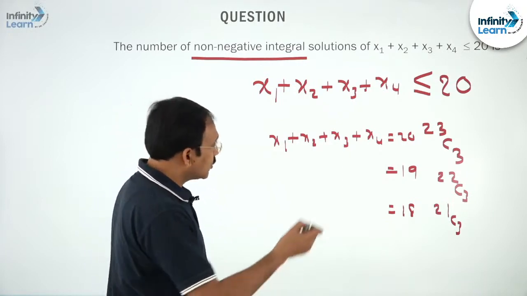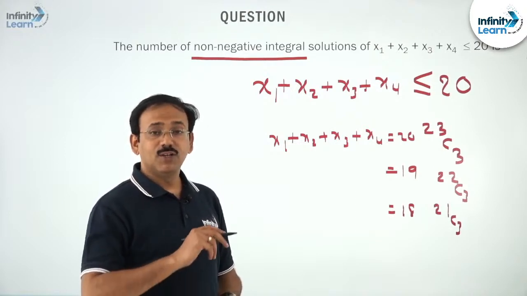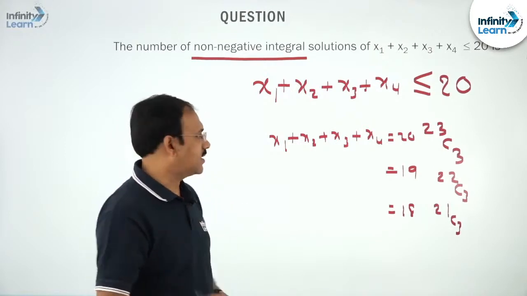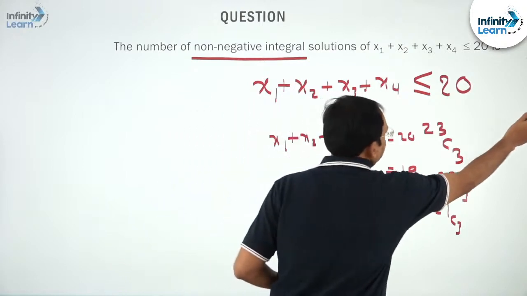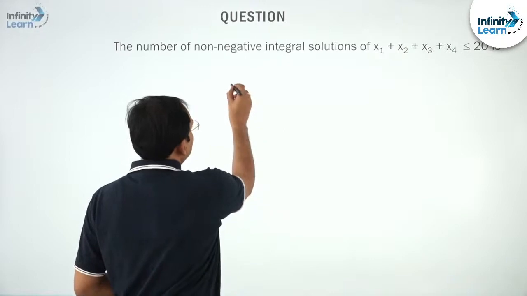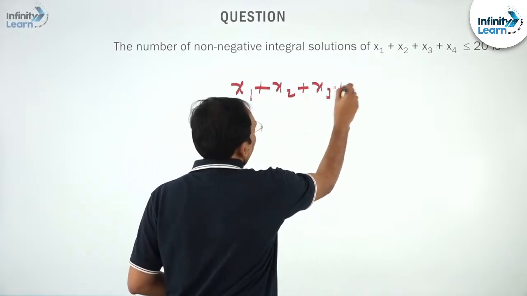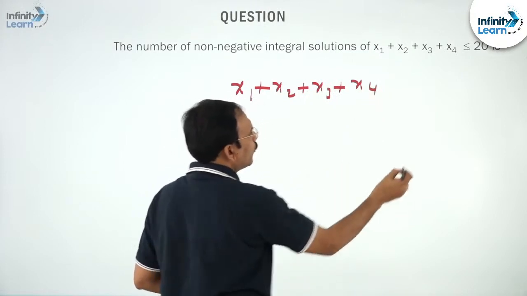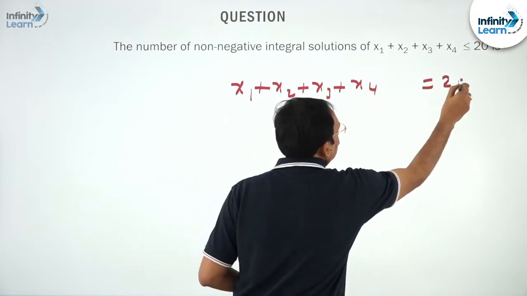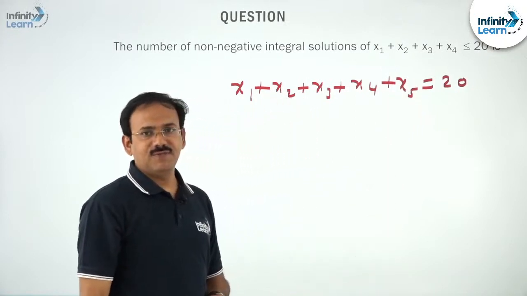Fine, right. So friends, let me give you a small technique to do the problem, to close the problem in a few seconds, right? You see, instead of x1 plus x2 plus x3 plus x4 less than or equal to 20, you write equal to 20, you introduce x5.